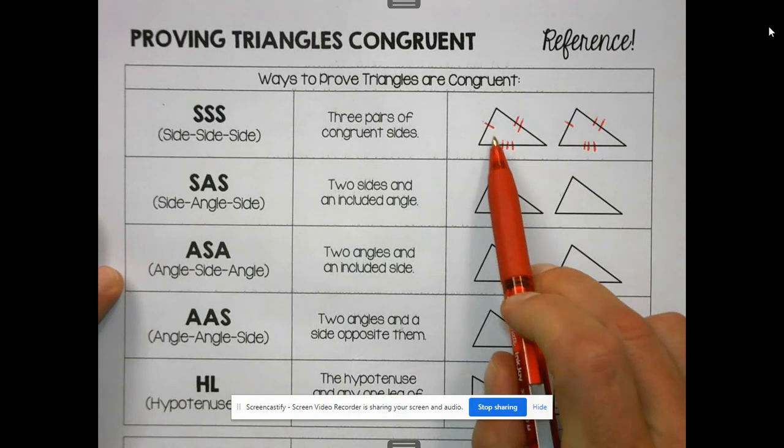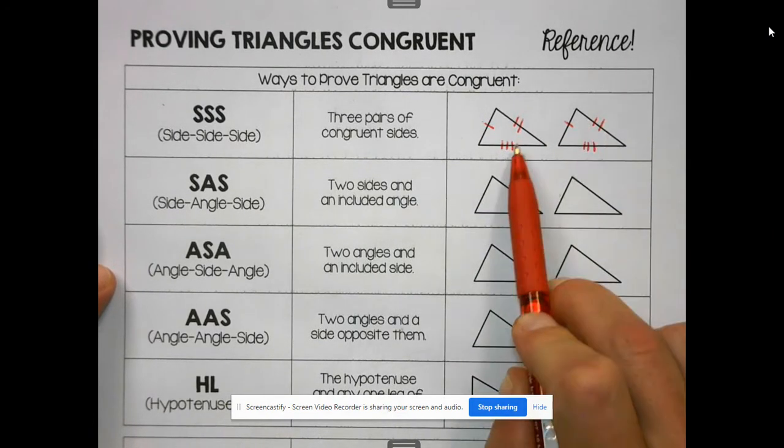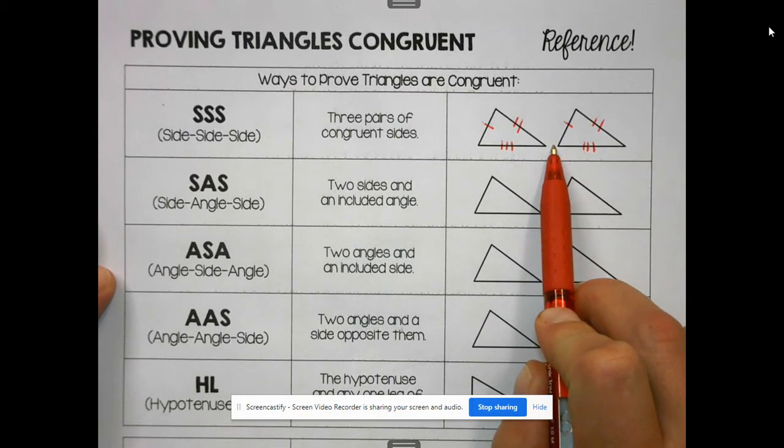So if you check out what I did there, you've got one side here that matches up, a side here that matches up, and then your bottom side also matches up. This is an example of a side, side, side.